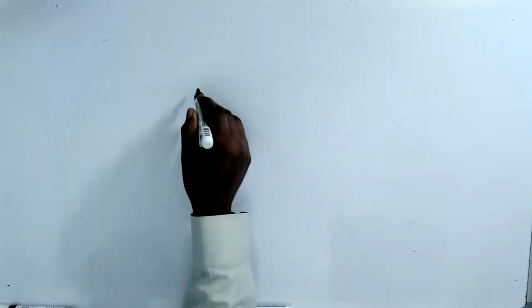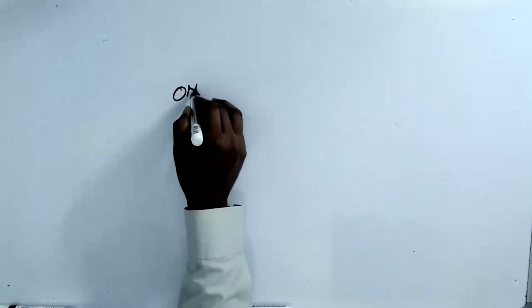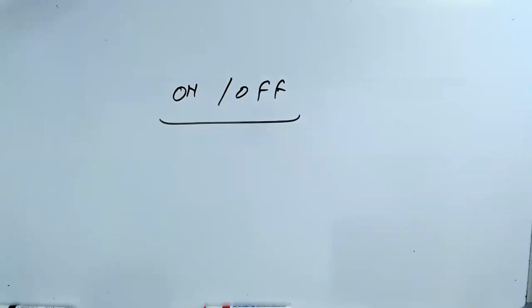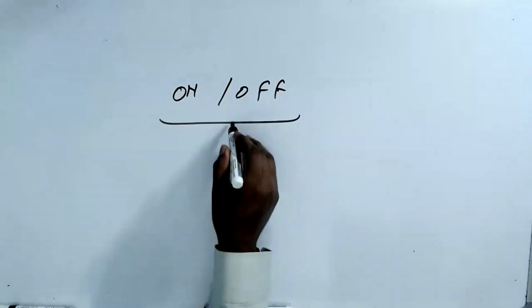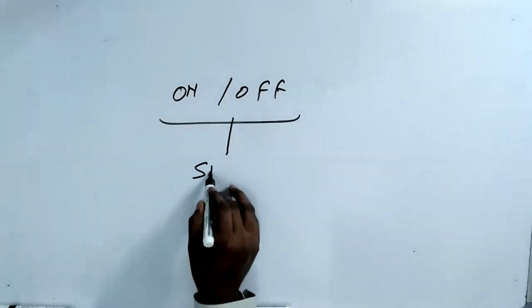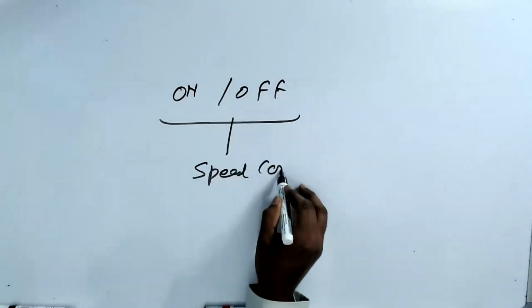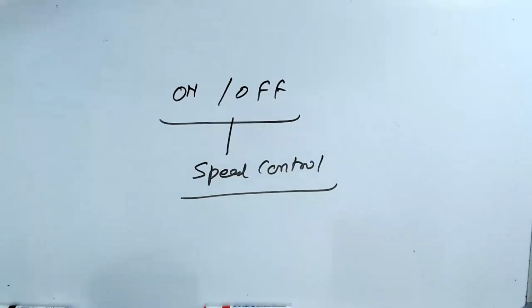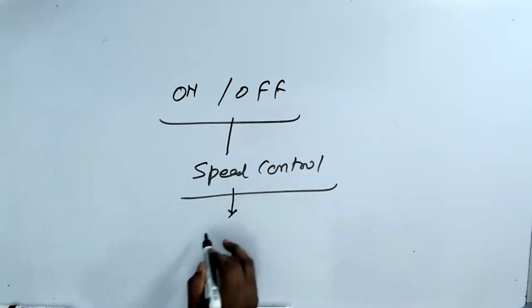There are multiple things here. One is motor on or off. It's quite simple, on or off. The other one is speed control. Next one is direction control.